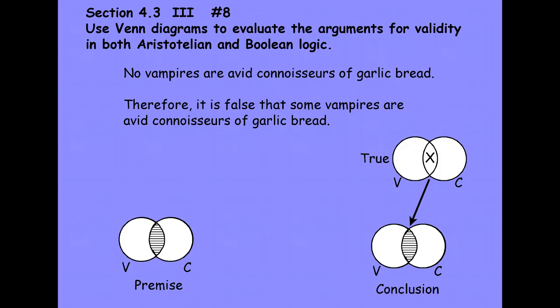We look over our premise diagram. Here's how the world has to be when our premise is true. We ask ourselves, does making our premise true give us everything that we need to guarantee that our conclusion is true? So we look right here. I need this area to be empty, the intersection. I look over at my premise diagram. Making the premise true guarantees that intersection has to be empty, and therefore the argument is valid in Boolean logic. Now, if it's valid in Boolean logic, it will also be valid in Aristotelian logic, and so we'll write valid in both logics.